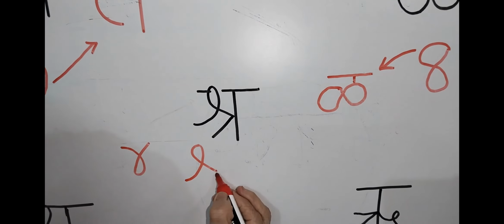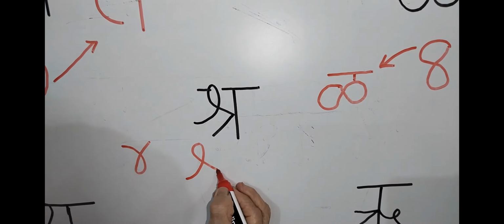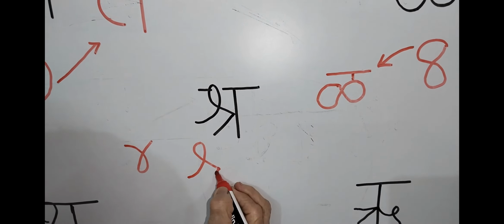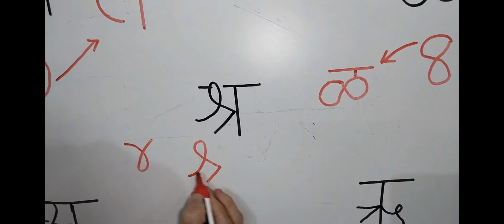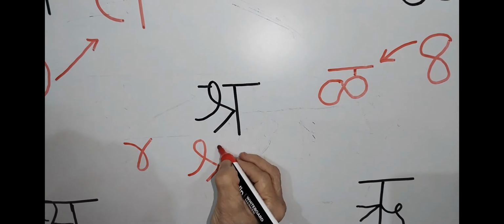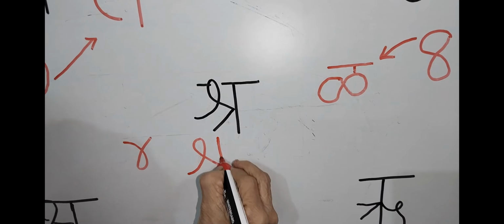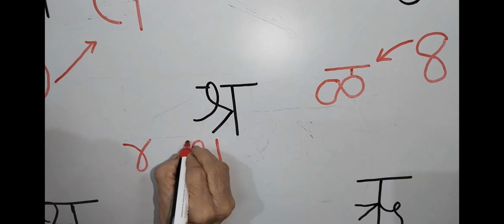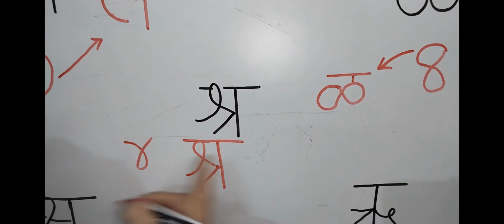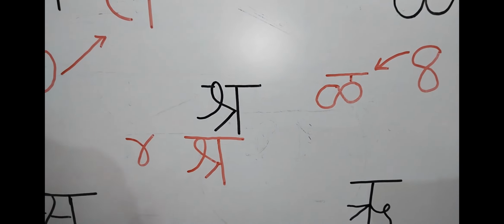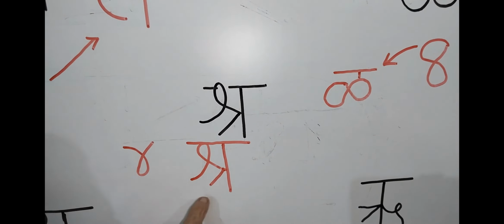And then from this point, we are going to draw one small parallel line. And then our famous vertical line. The upper horizontal line, when drawn, will complete my Shra.